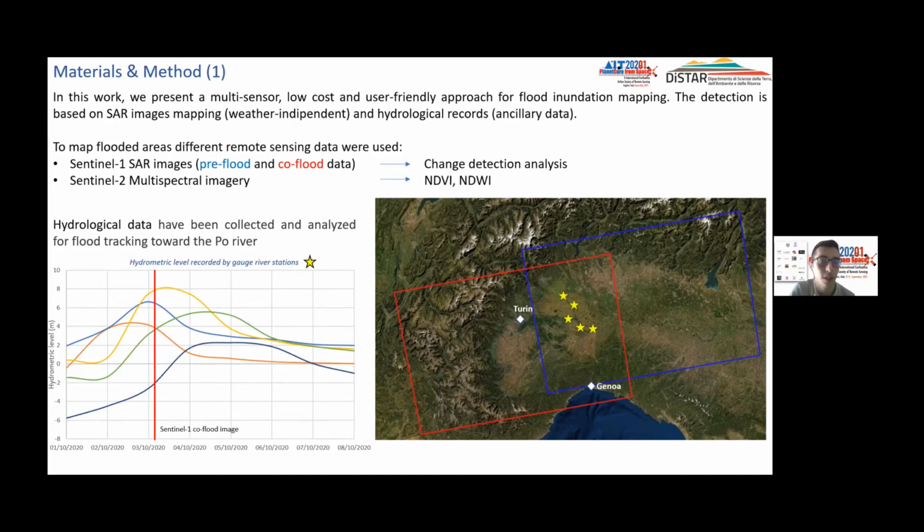Also, hydrological data have been collected, and the graph shows how the co-flood image, acquired on 3rd October 2020, was acquired when the upstream stations were recording the maximum hydrometric levels.